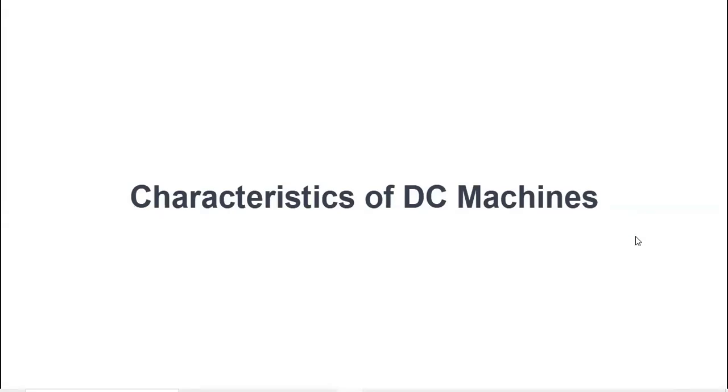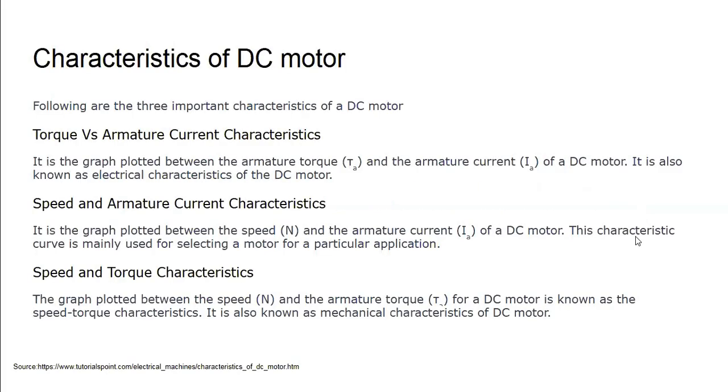Hello everyone. In this video, we are going to see the characteristics of DC machine. First, we will see the characteristics of DC motor. There are three characteristics for DC motor. The first characteristic is plotted by taking torque and armature current. So the graph plotted between torque and armature current is the first characteristic.